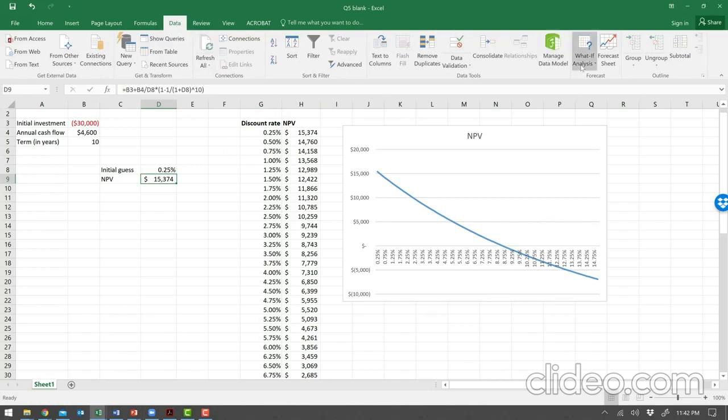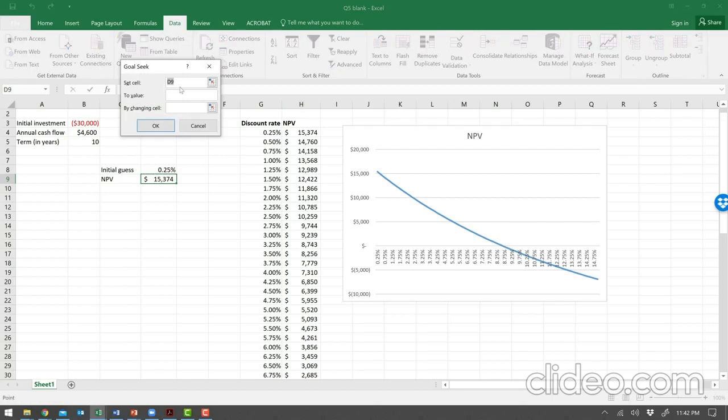We're going to Data tab, What If Analysis, goal-seek. Goal-seek allows us to vary or to find the discount rate that would set the net present value to any value that we want. Now, since we're trying to find the internal rate of return, we want to set this cell, D9, where the NPV is, to 0 by changing this cell. So we want to find the net present value that would equal to 0 by changing the initial guess that we set for a discount rate.